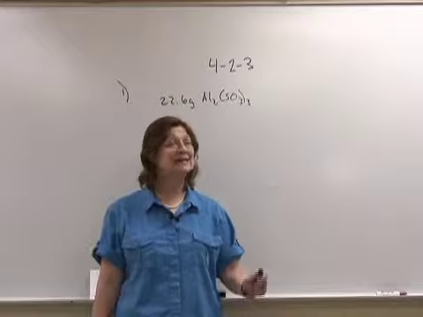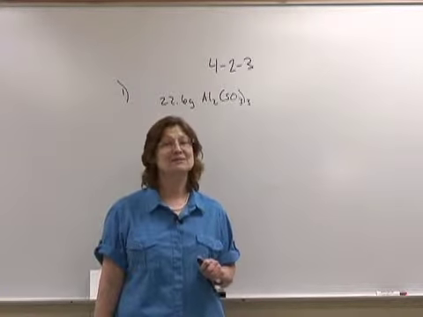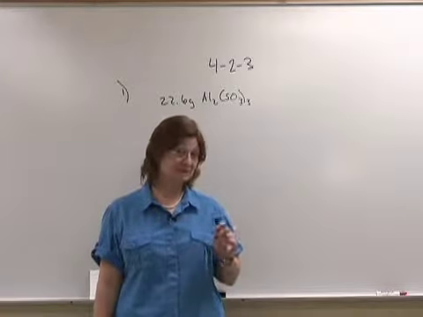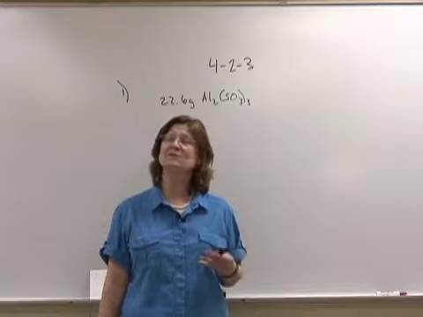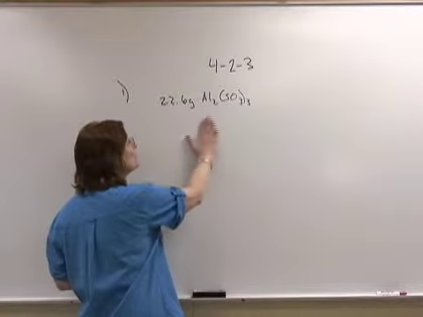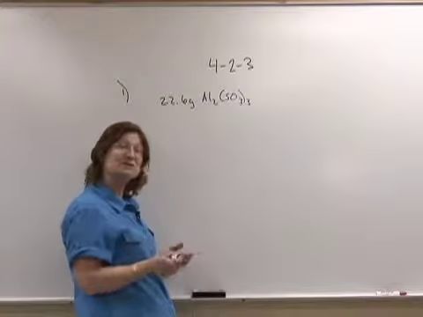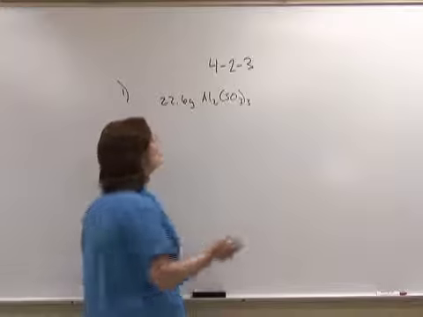Number 1 is asking for the molarity of the aluminum ions and the sulfide ions. Now, in order to determine that, we must first determine the molarity of the solution of aluminum sulfite to begin with. Now, I have 22.6 grams of the aluminum sulfite, and I must change my grams to moles, because molarity is moles per liter of solution.